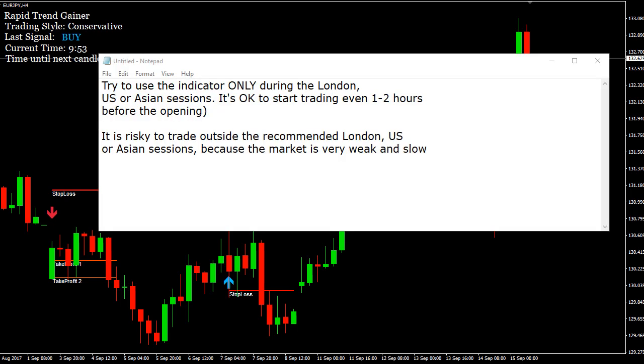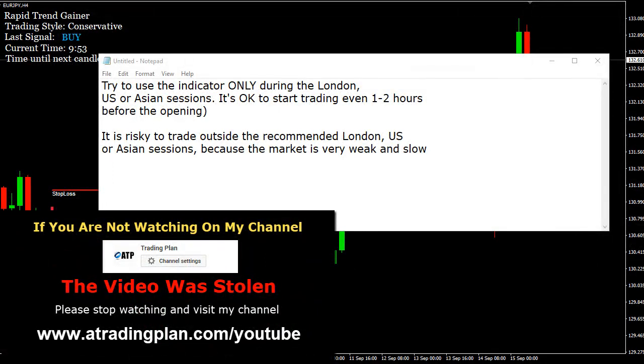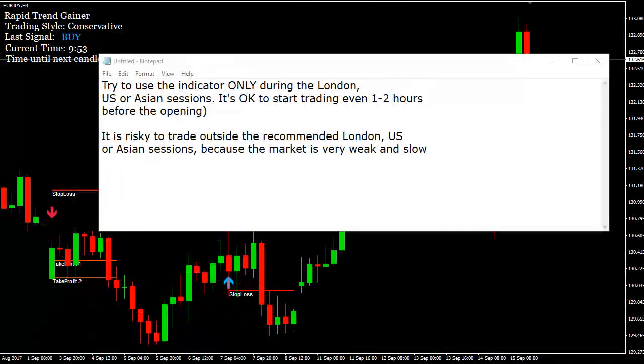Here's the first rule. We only want to trade during the active sessions with Rapid Trend Gainer, any strategy really. For day traders, if you're a swing trader or a position trader, it doesn't really matter because you're going to carry your positions for a long time. But if you're day trading, you only want to be looking at the London session, the US, or the Asian sessions. Now, Asia can get really, really slow, so be very careful with the Asia session.